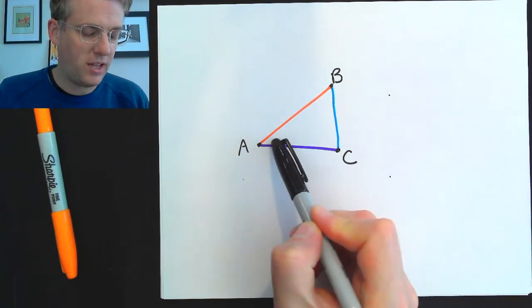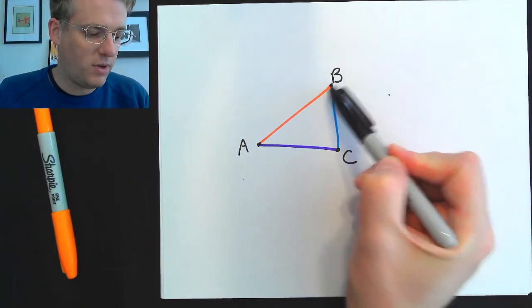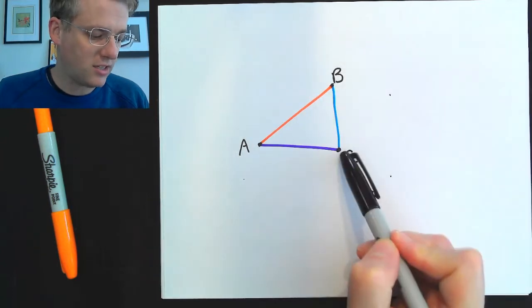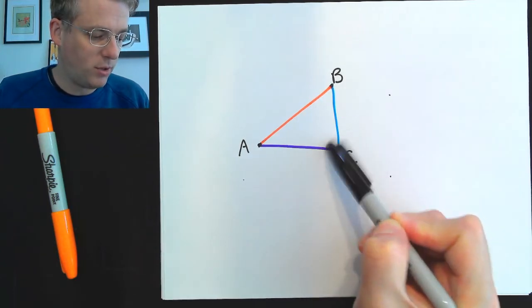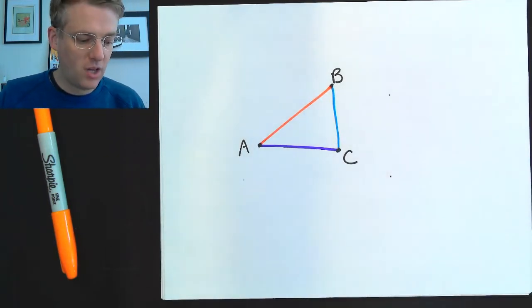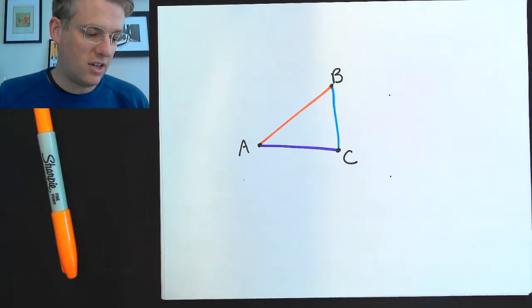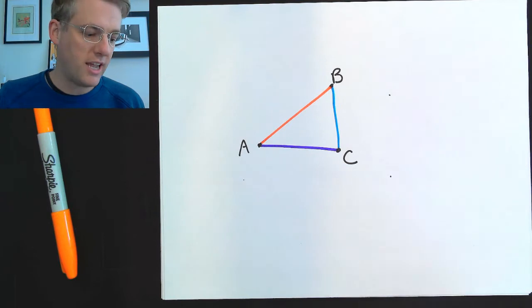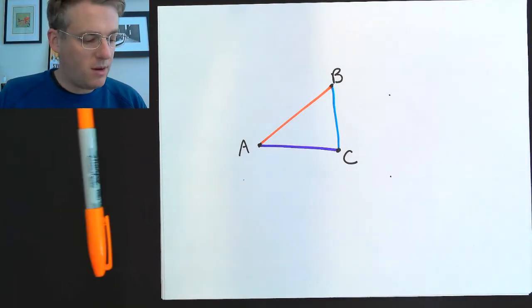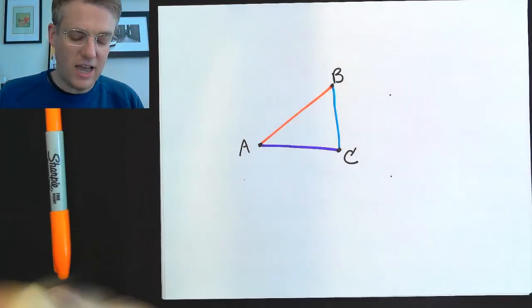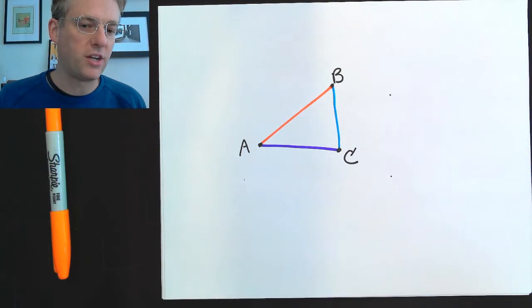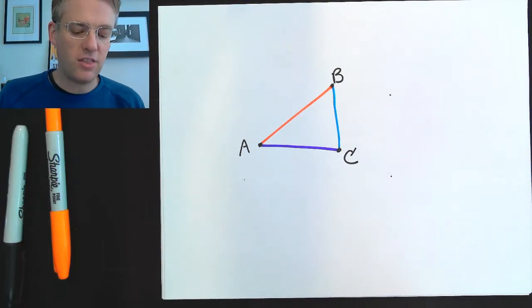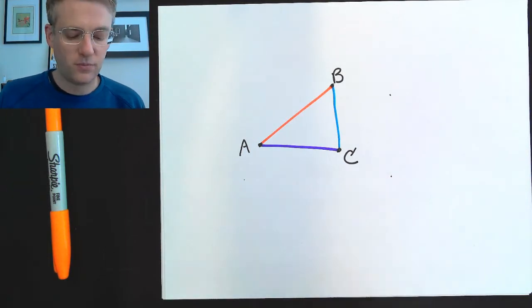Angle A would be between the orange and purple sides, angle B would be between the orange and blue sides, and angle C would be between the blue and the purple sides. When we label the sides of a triangle with usually a lowercase letter for the length, we're going to use the same letters we did for the angles, but we need to decide how to arrange them. And we do that by looking at the things that are across.